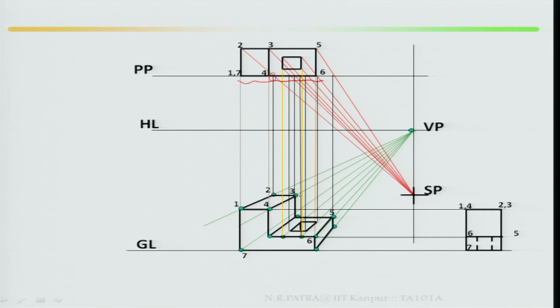If you look at it, starting point by point, this is how your perspective view looks. Only this face is in true shape, because this face is on the picture plane, touching the picture plane. Now come to the second part of the example.